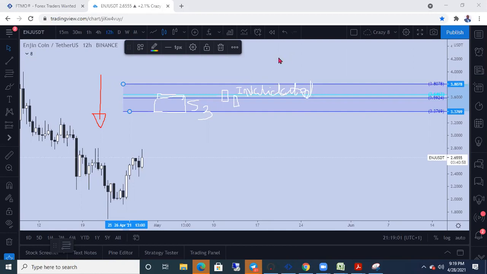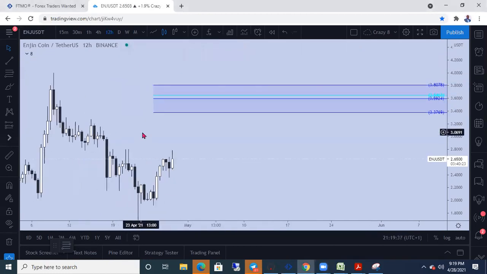If we are in a buy scenario, then everything here becomes our buy zone. And a close below the preferred entry gives us an invalidation of our buy. Right? So let's come back to the chart and see how we apply that.